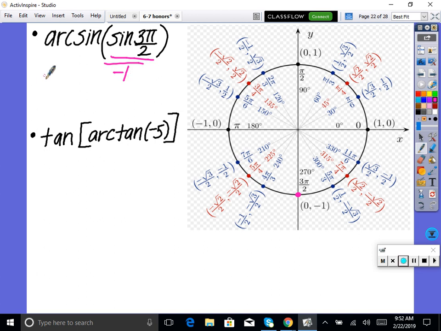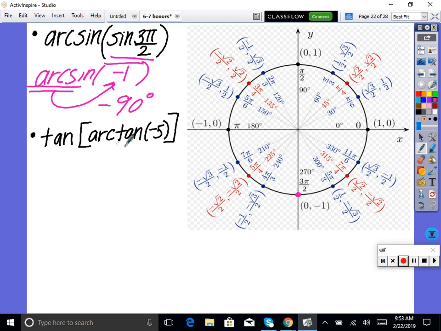So now we would say arc sine of negative 1. What angle has a y value of negative 1? Negative 90 degrees. Perfect. Couldn't you also say negative pi half? Yes. And it will tell you on the test whether to answer in degrees.